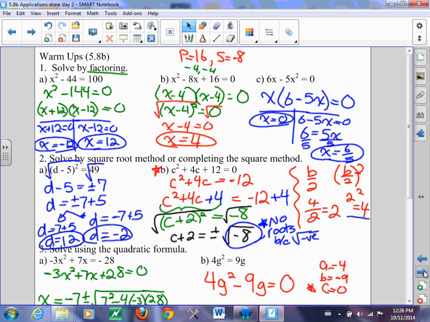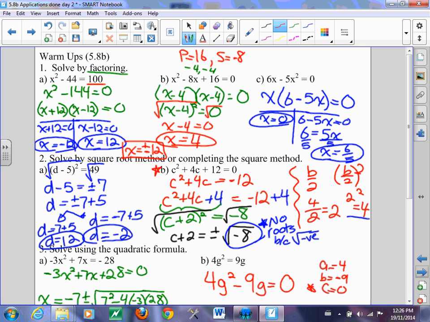Okay, welcome back folks. Hopefully you've done your warm-ups. Here are our solutions and I'll explain them. Method 1, ladies and gentlemen, you got to take your 100, bring it over, becomes negative 144. That's a difference of squares. You find your factors, use your zero product property, and you get x equals negative 12 or x equals positive 12, or you can write down x equals plus or minus 12. That's one thing you can write down.